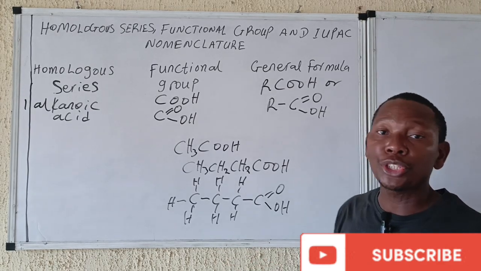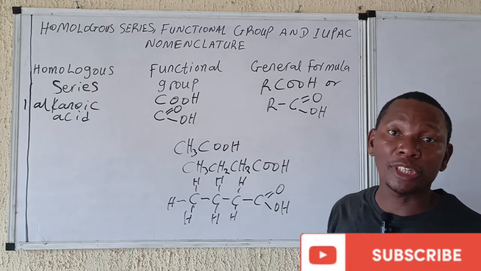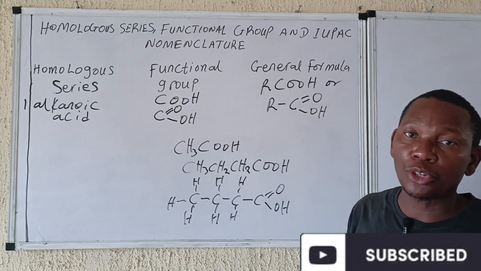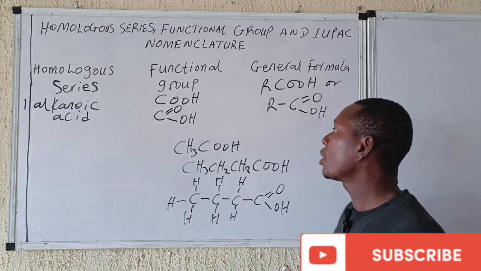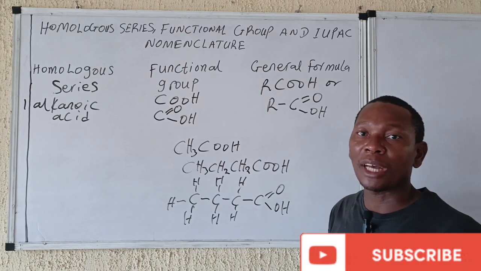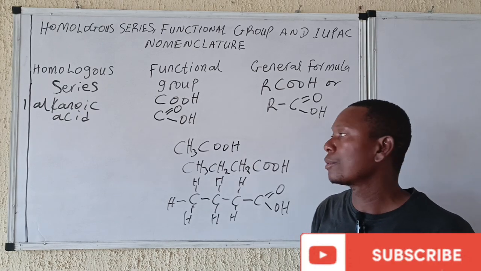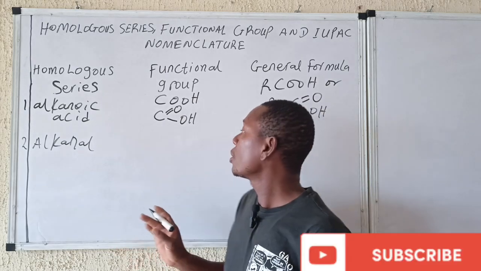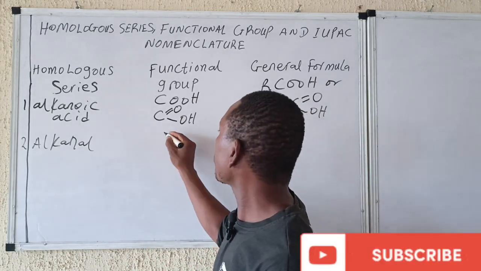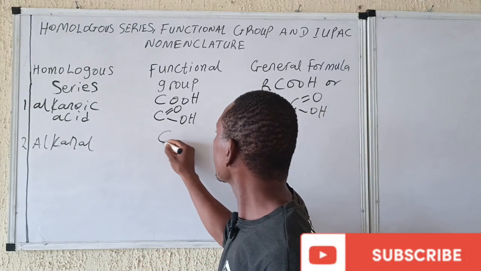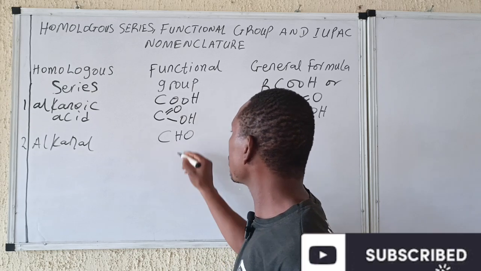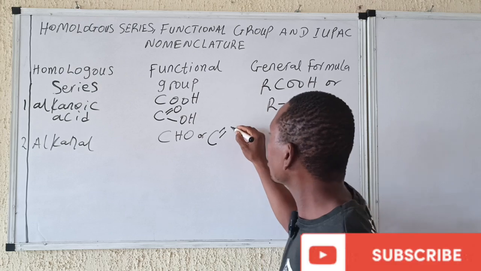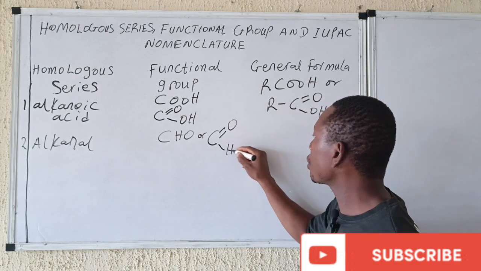Complex nomenclature which involves more than one functional group will definitely be treated when we are talking about naming of organic compounds proper. The next functional group we are going to talk about is the alkanal. Another name for the alkanal is actually the aldehyde. Note that. Their functional group is written like this, COH, or ideally you have C, double O, then you have H.